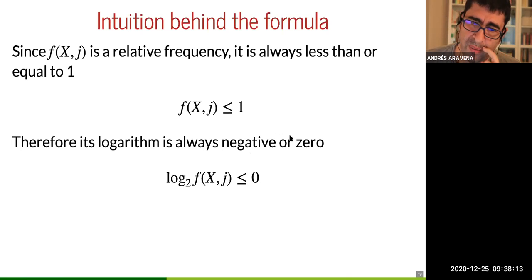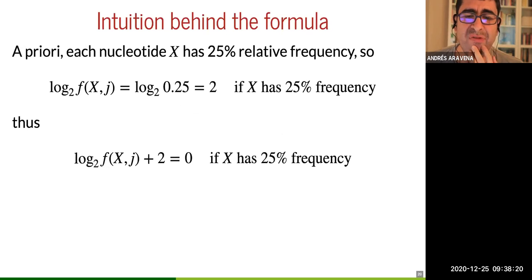But still, in this case, they use 2. So why the number 2? If all the nucleotides have the same chance of 25%, the logarithm of 25% will be log 2 of 1/4, which is minus 2. Here, this is minus 2.